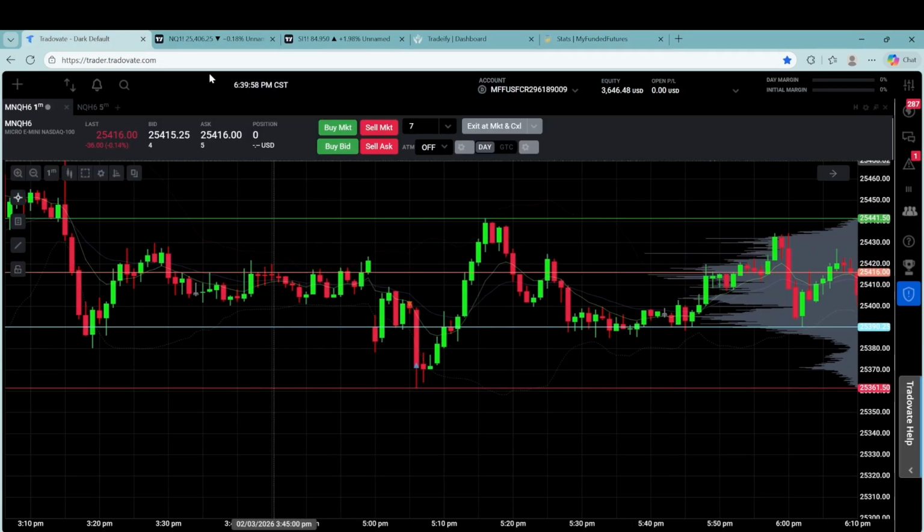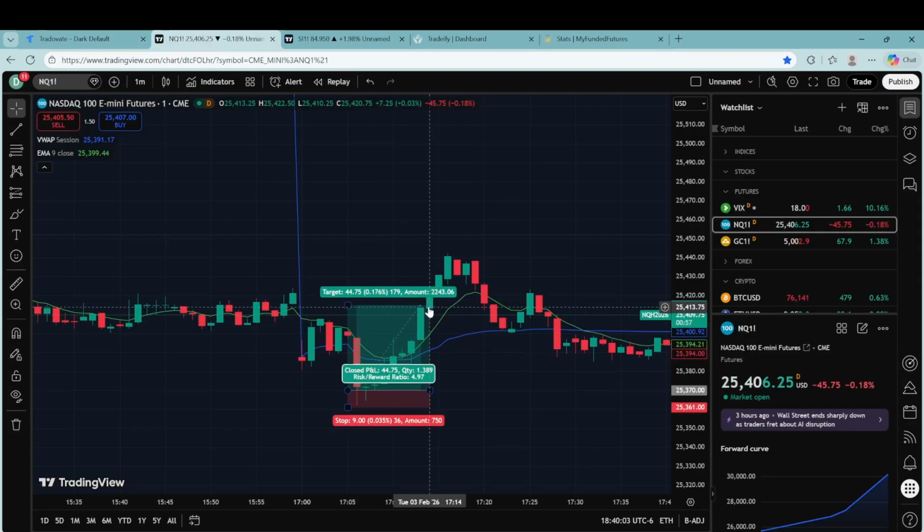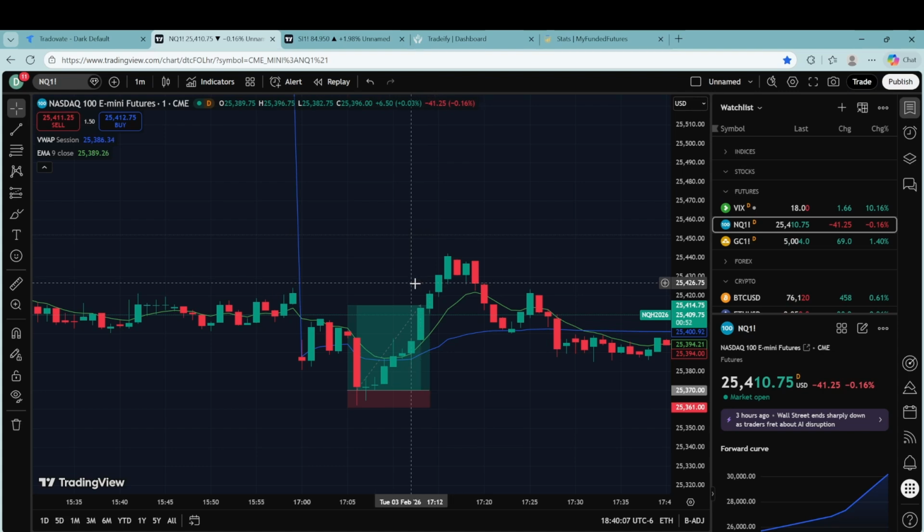So yeah, those were my 2 trades for today. I got them done 15 minutes into market open, and I'm done for the whole next day. I can't trade anymore. There's no point in trading.